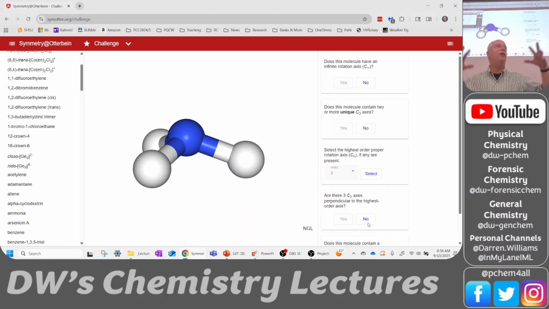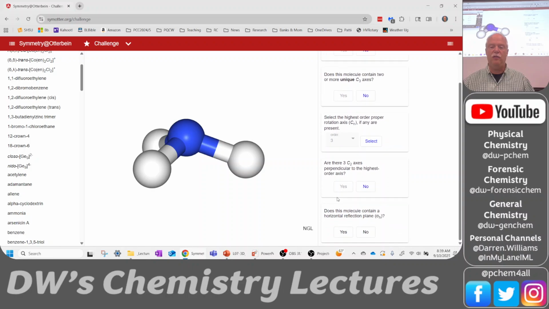The electron pairs and the molecular orbitals and all of those things will follow the symmetry of the atoms, so we don't have to worry about that. Like on water, wherever the electron pairs are, they will reflect just like the atoms do. So that's a great question: what about the electron cloud? It's going to be where it is because of the nuclei. So that's a beautiful thing. So we would say no, there are no perpendicular C2 axes.